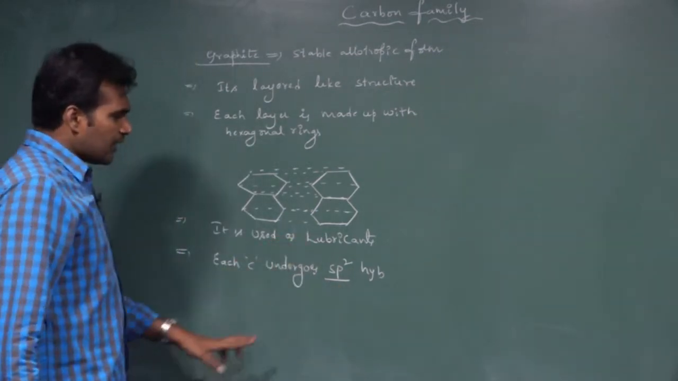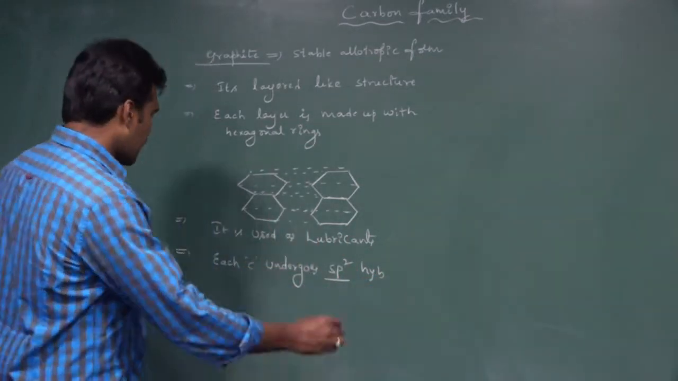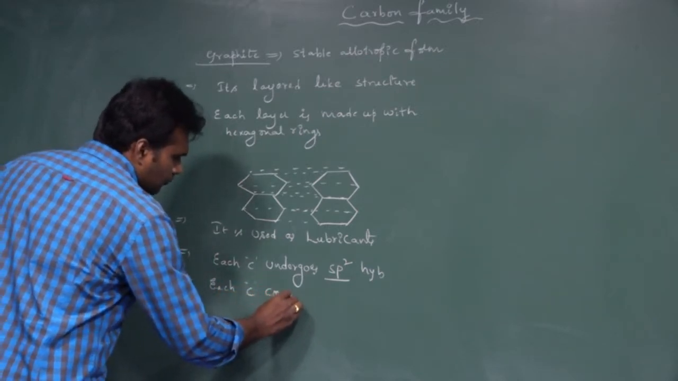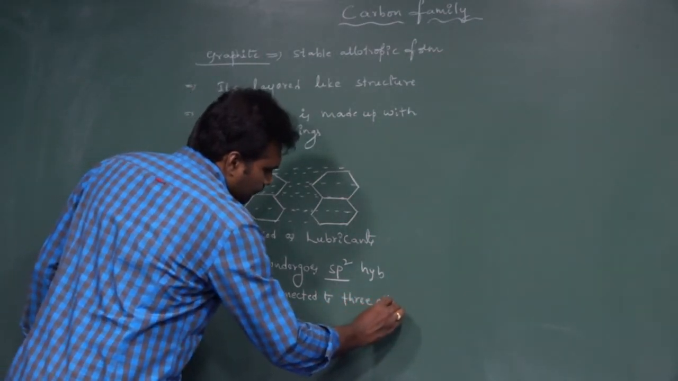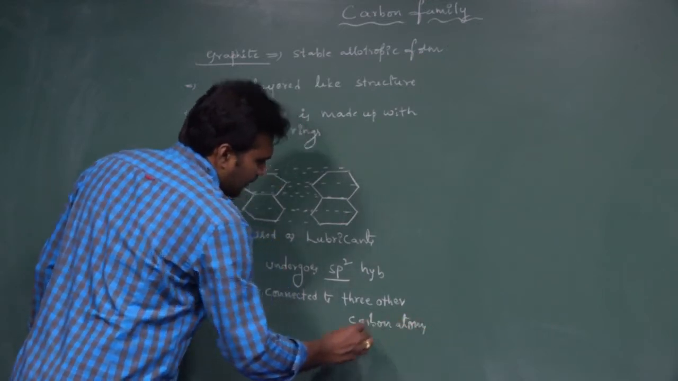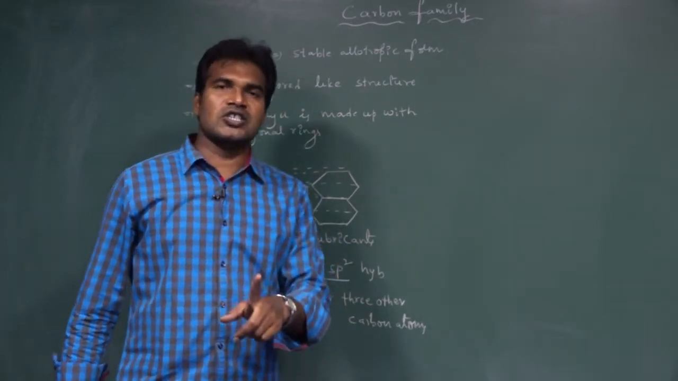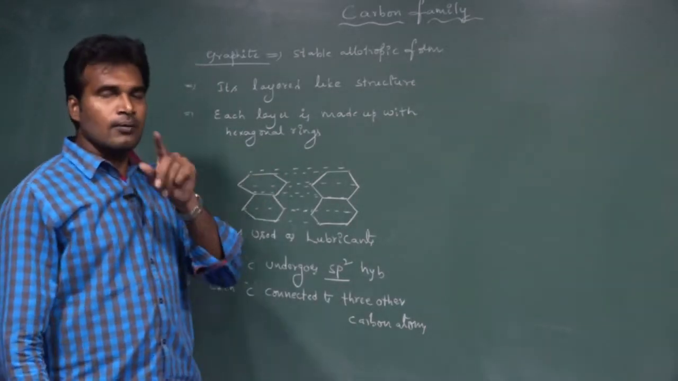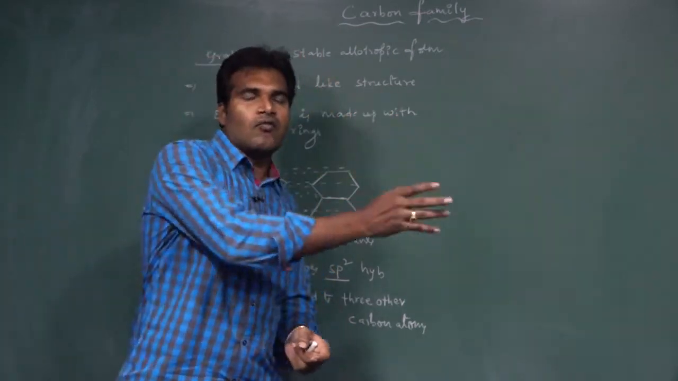And if it is undergoing sp2 hybridization, total 3 bonds only they are forming. So each carbon is connected to 3 other carbon atoms. If they are connected to 3 other carbon atoms, only 3 electrons are involved. So every carbon has 1 free electron. Because of having the free electrons, they can easily conduct the electricity from one place to another place.